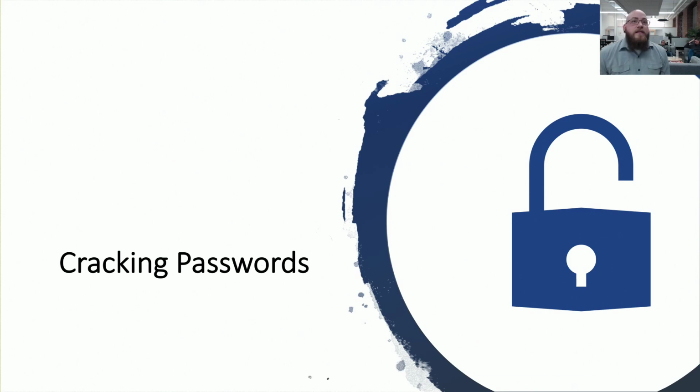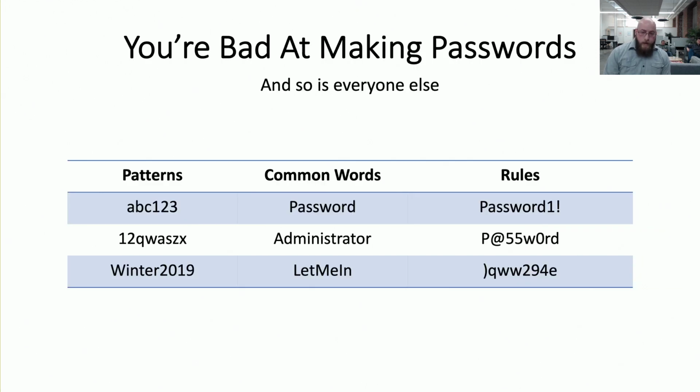Now that you have seen how length makes your passwords exponentially more difficult to crack and entropy makes those passwords completely random, you're probably wondering, how do people even begin to crack these passwords? And I'm going to tell you, it's because you're bad at making passwords. And so is everyone else. People make bad passwords because people make passwords that they can remember. They follow patterns, like sequential patterns for ABC and 1, 2, 3.